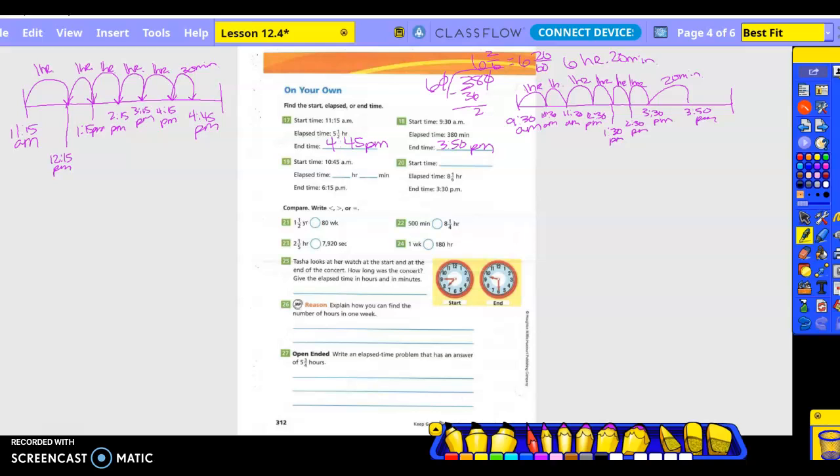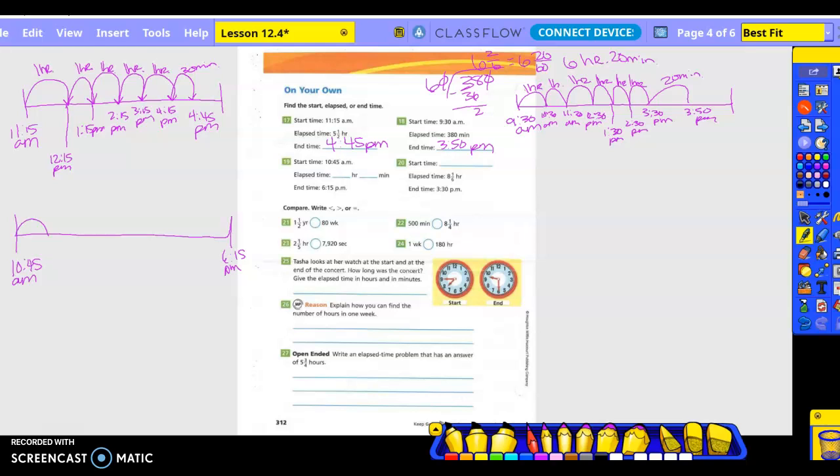Okay. 19, the start time was 10:45 a.m. and the elapsed time was 6 hours and 15 minutes. So we need to draw our number line, our elapsed timeline. We start at 10:45 a.m. and then we want to make it to what? 6:15 p.m.